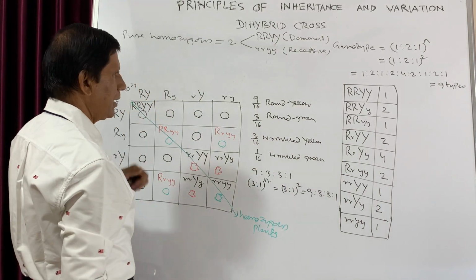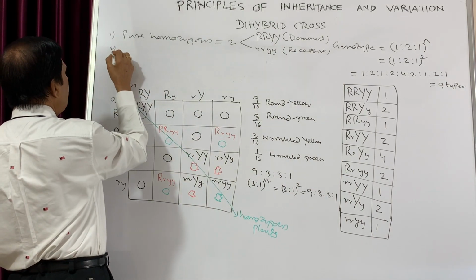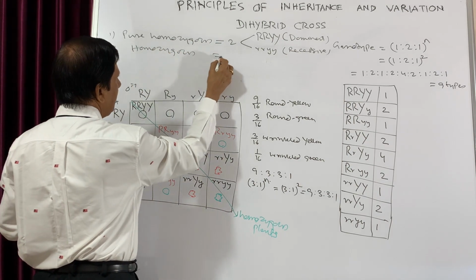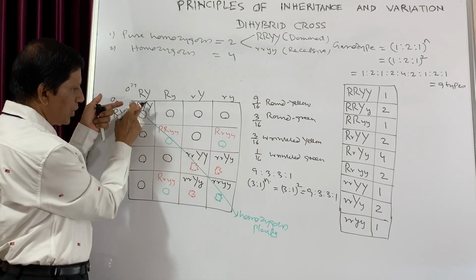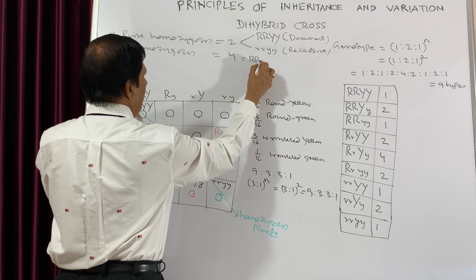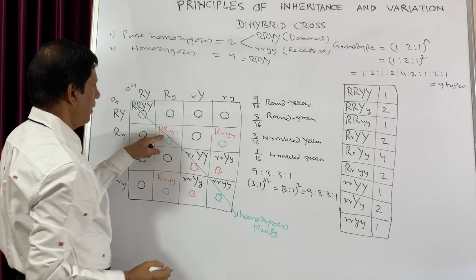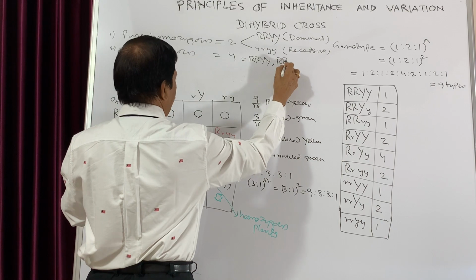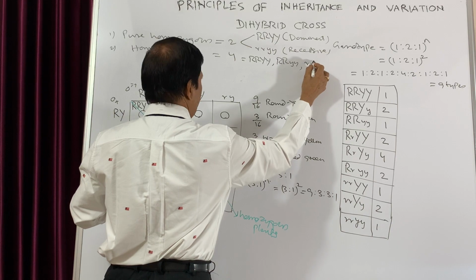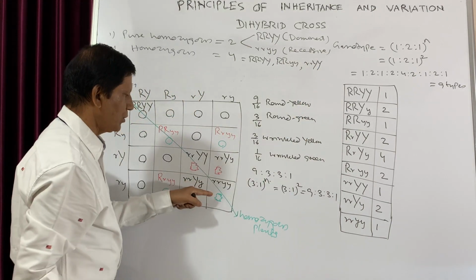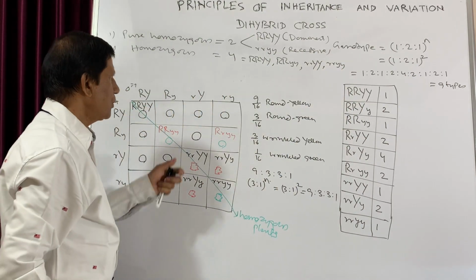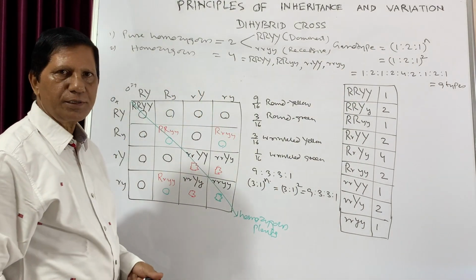That means pure homozygous. But how many homozygous plants are there? 4. You can see this corner to corner. What are these 4 types? Capital R, capital Y, the second one is capital R, small y, the third one is small r, capital Y, and the last one is small r, small y. So, these are the homozygous plants.